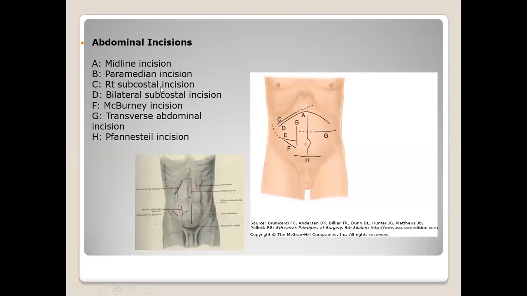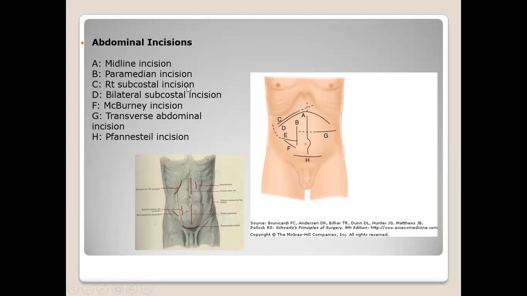So these are some of the different incisions which, if you become surgeons, you will take in the abdomen. One is the midline incision, which is less vascular but more prone to incisional hernias. This A1 is the midline incision. Then paramedian, para means beside the median. So this is called the paramedian.